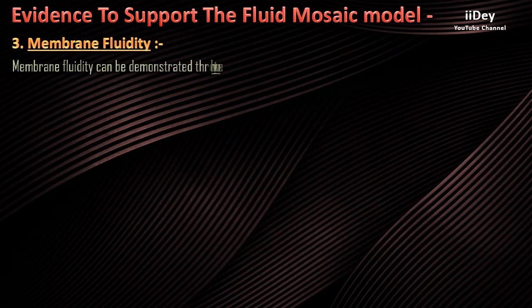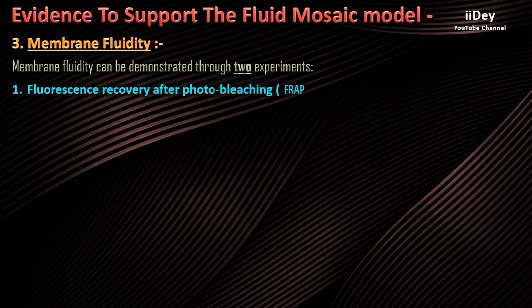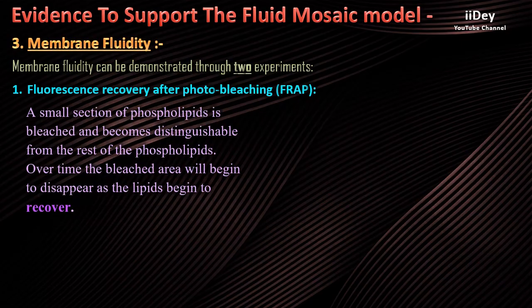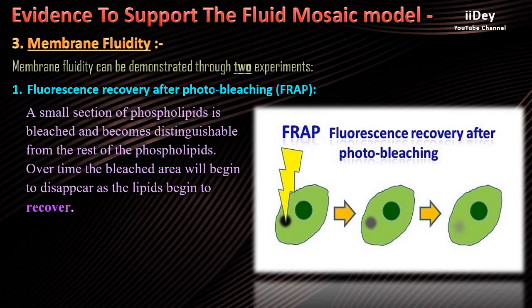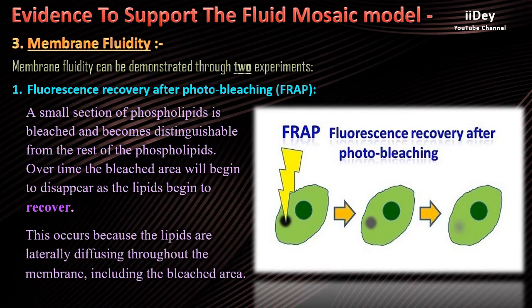Membrane fluidity can be demonstrated through two experiments. Number 1. Fluorescence recovery after photobleaching, FRAP. A small section of phospholipids is bleached and becomes distinguishable from the rest of the phospholipids. Over time, the bleached area will begin to disappear as the lipids begin to recover. This occurs because the lipids are laterally diffusing throughout the membrane, including the bleached area.